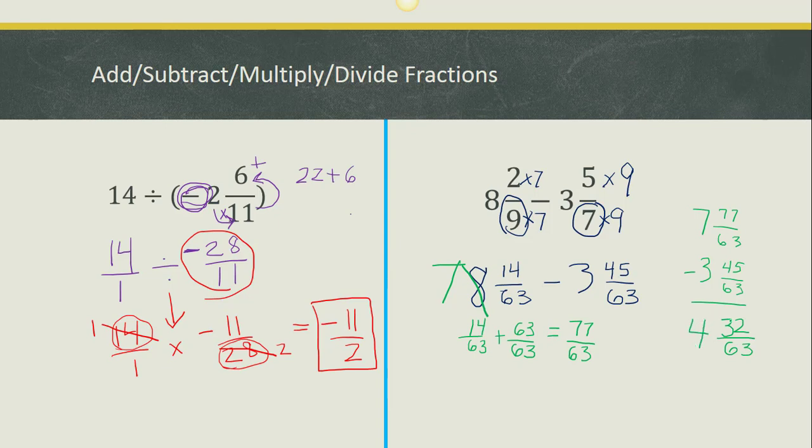Now it turns out that this 32 over 63 can't be simplified at all. You could break it up into its parts and multiply all the numbers that you get to get those two big numbers, and nothing will simplify. So that's the end of that answer.